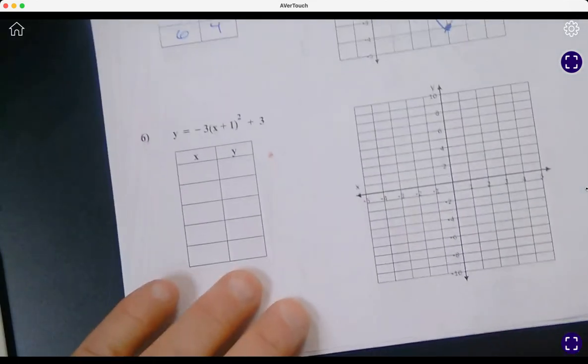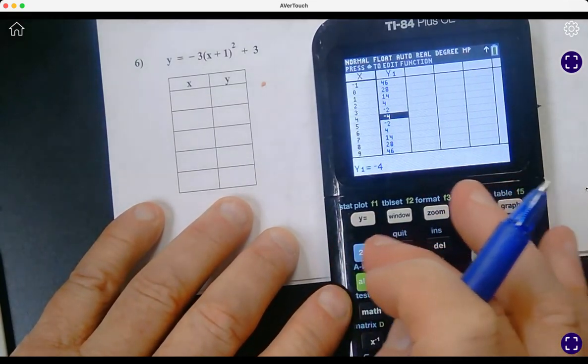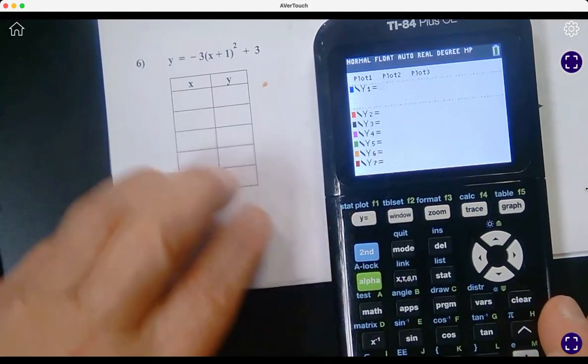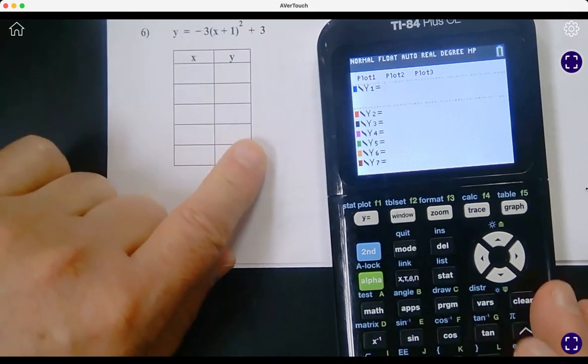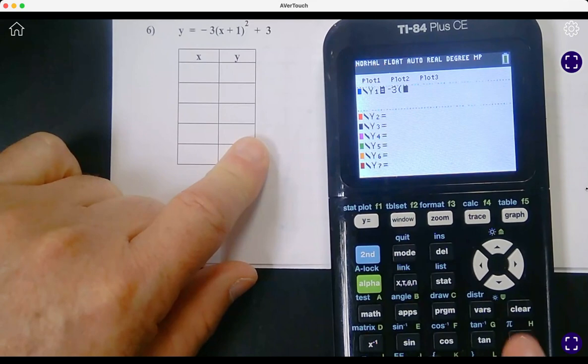Let's do it again like that. Notice our a is negative, so I know this is going to open down. All right, because a is negative 3, so I know it's going to open down. So negative 3, open parentheses, x plus 1, squared, plus 3.